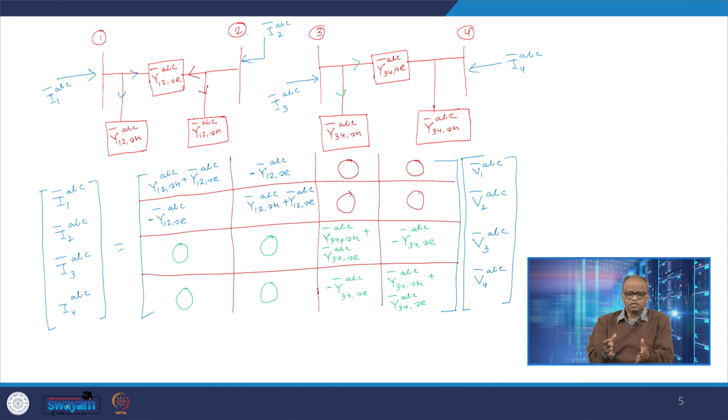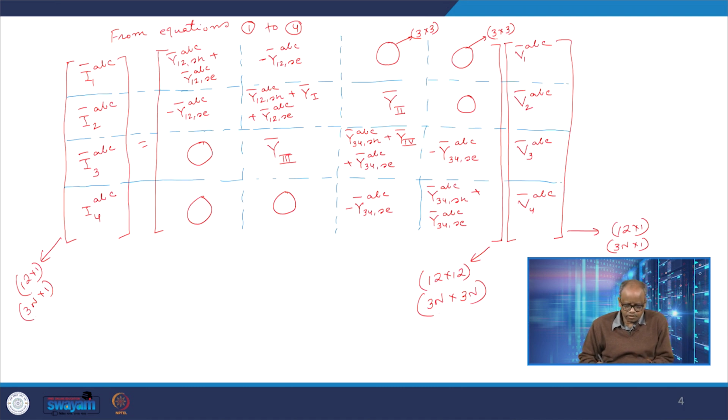So essentially this network is a disjoint network, and we have just written down the Y bus matrix for this disjoint network without any presence of transformer. Now let us compare this Y matrix, let us call it Y disjoint, with the original matrix.